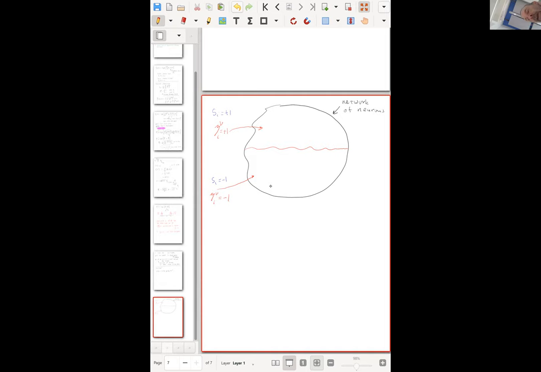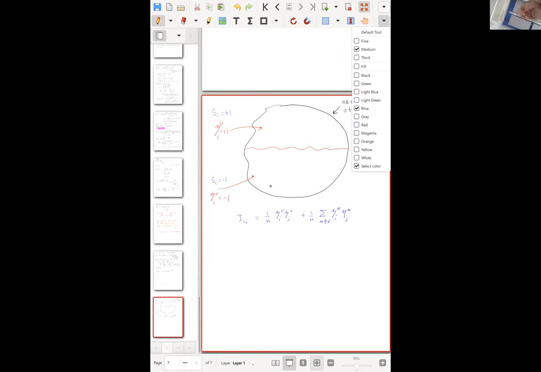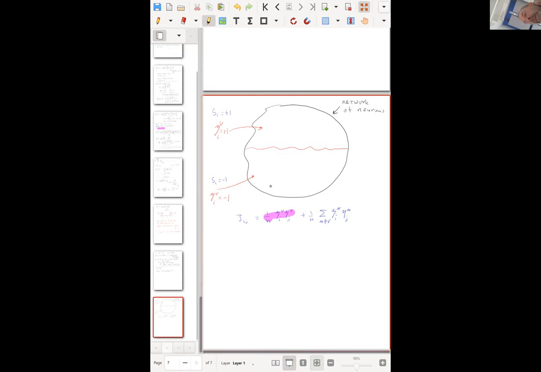So remember the connectivity matrix J_ij is equal to one over N ξ_i^ν ξ_j^ν, plus one over N the sum over μ not equal to ν of ξ_i^μ ξ_j^μ, okay? So let's focus first on this term. Let's forget about the other term and focus only on this term, okay?